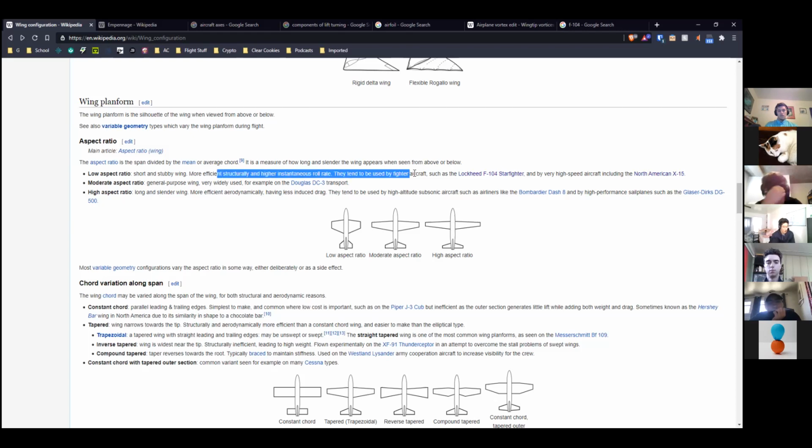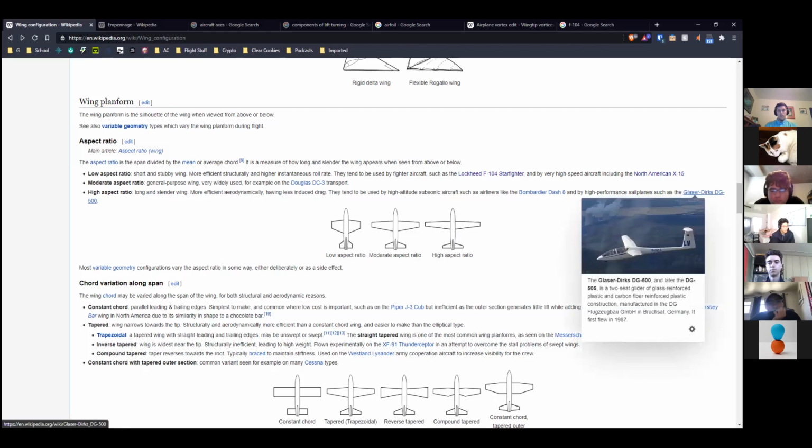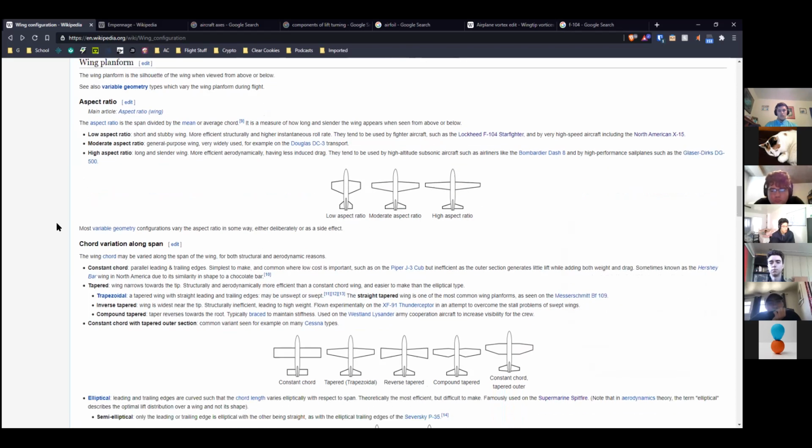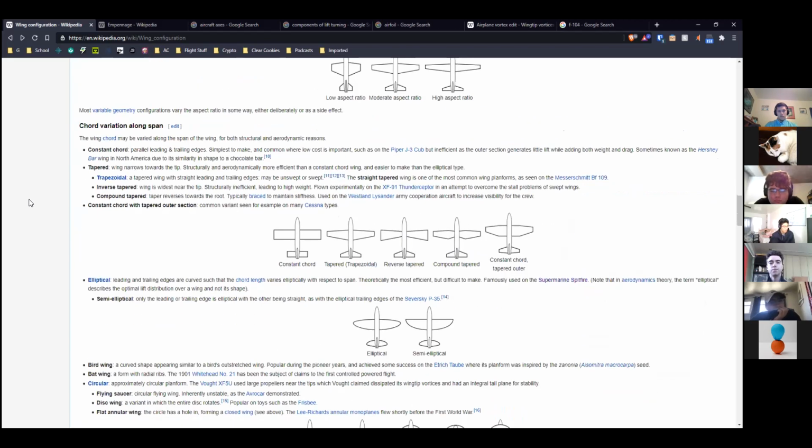And something about speed. Yeah, I don't know. Hopefully it's kind of intuitive that short stubby equals faster than long skinny. But yeah, that I think covers that. It's going to talk about variable geometry later.